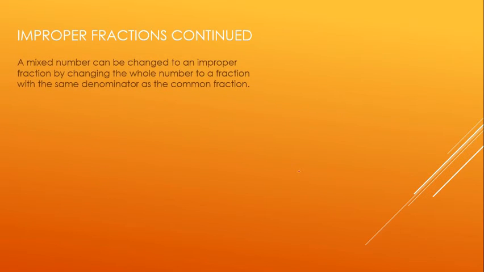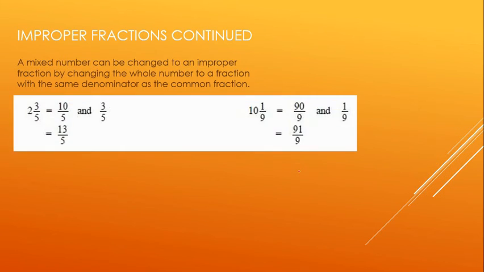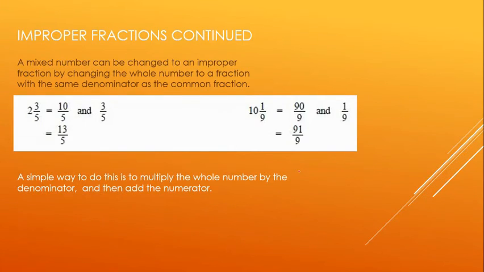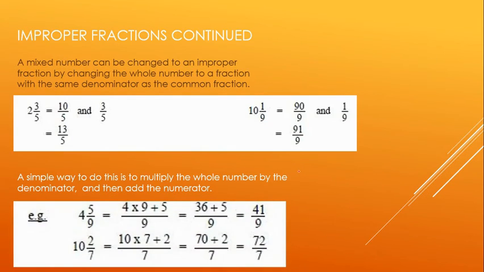Improper fractions, continued. A mixed number can be changed into an improper fraction by changing the whole number to a fraction with the same denominator as the common fraction. Okay? So notice in the first example, a simple way to do this is to multiply the whole number by the denominator and then add the numerator. Okay? So 4 times 9 plus 5 gives us 41 over 9. 10 times 7 plus 2 gives us 70 plus 2 for 72 over 7.